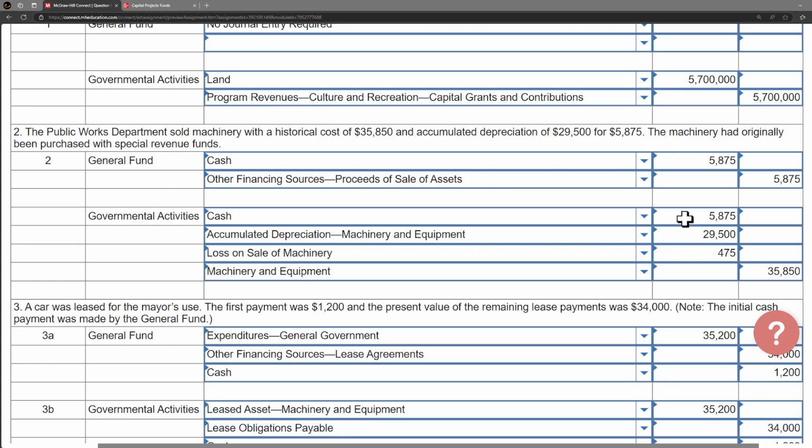Now notice that the government activities is our normal, what we would see under GAAP, because this is accrual accounting. Under the general fund, it's only recognizing the cash sale, the 5,875. So it recognizes the cash and it recognizes it as other financing resources.